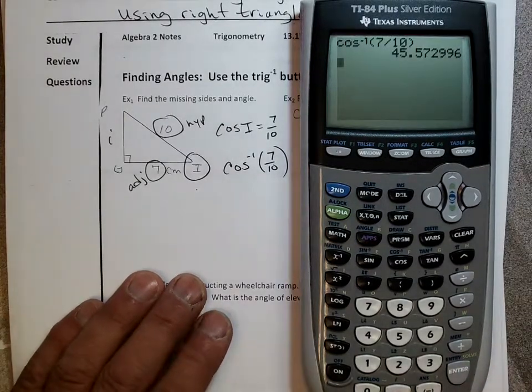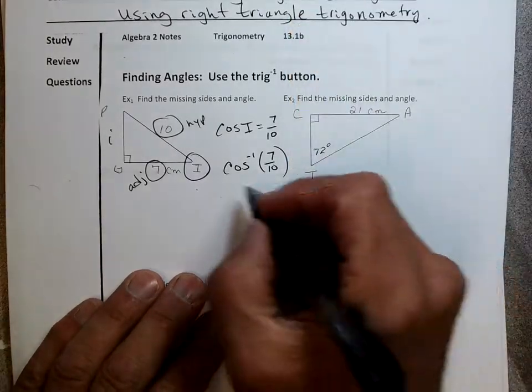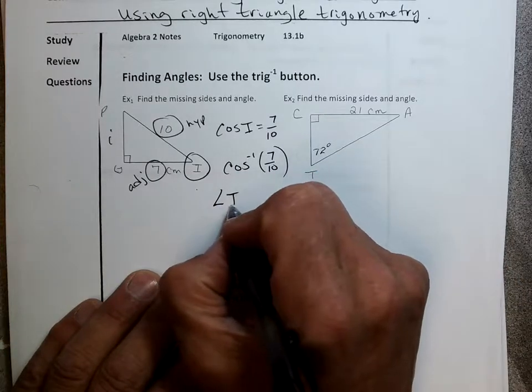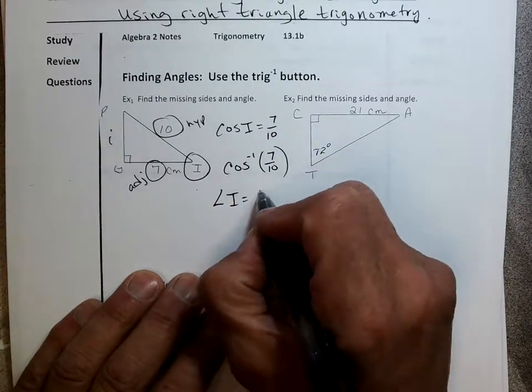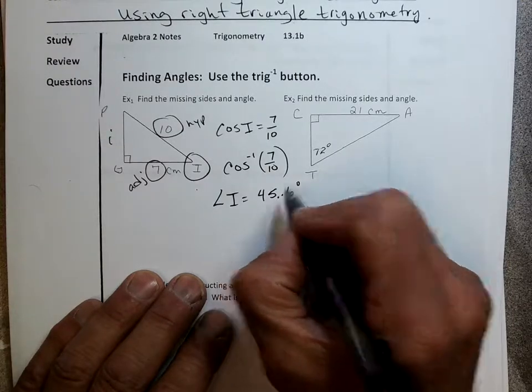Everybody try that. I want to make sure everybody pushes the buttons right, okay? So I get about 45.6. So angle I is equal to about 45.6 degrees. If you don't get that answer, let me know.